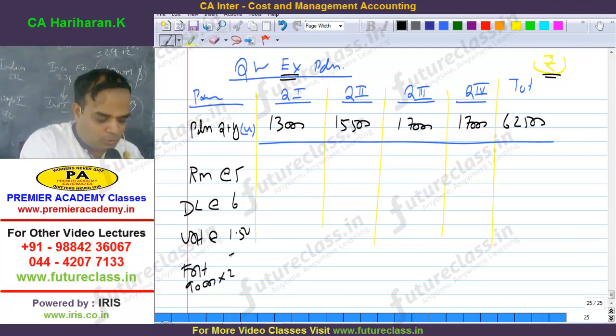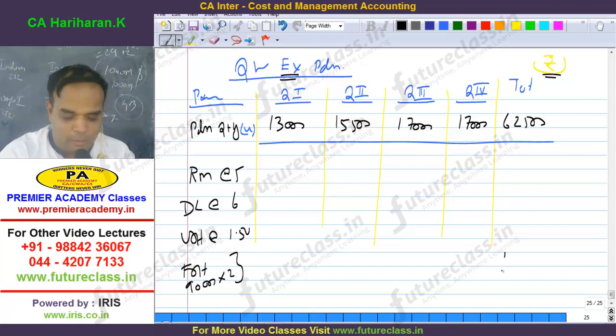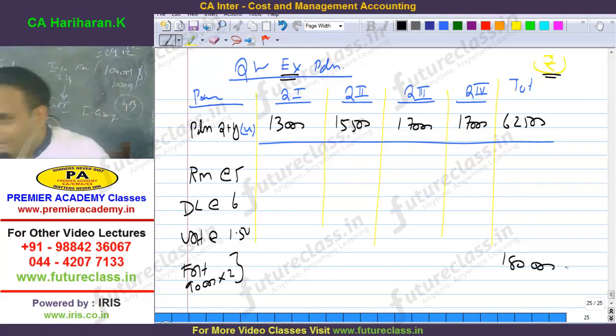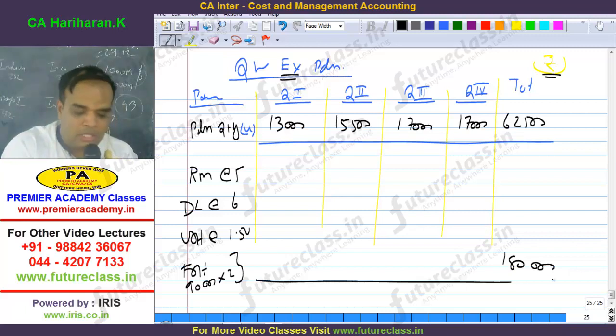90,000 into 2. Total fixed cost, we got it. How much? 1,80,000 is the total fixed cost. But we have to apportion it among the quarters.